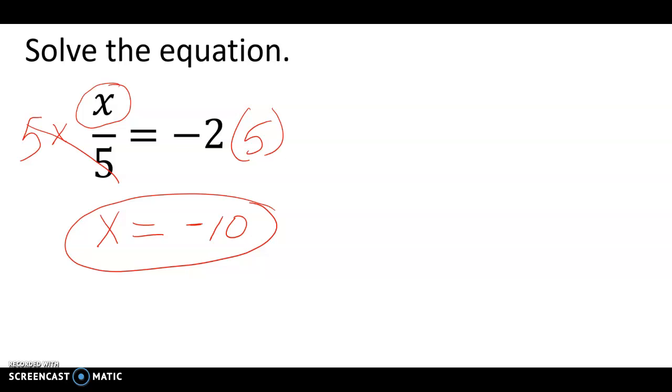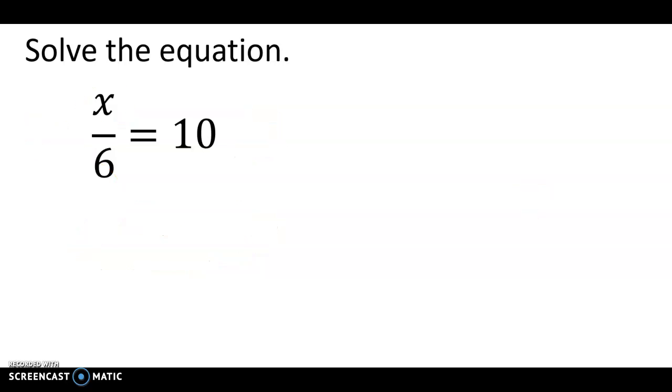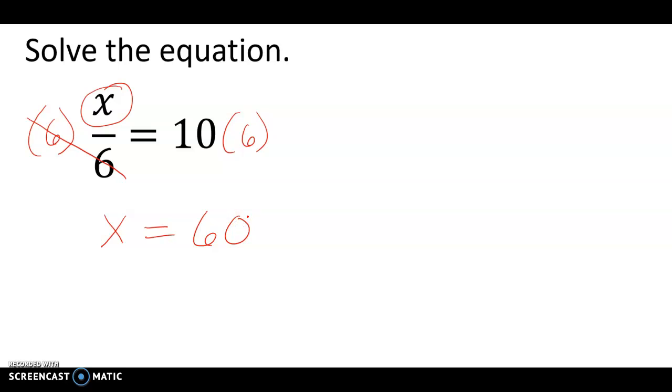Let's look at the next one. X divided by 6. So the opposite of dividing by 6, to get this x by itself, is multiply by 6. So we're going to multiply both sides by 6. We get x equals 60.